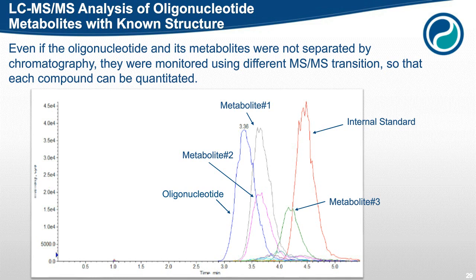Chromatographic methods can also be used for OGN metabolite analysis. This slide shows a chromatogram of this analysis. Even if the OGN and its metabolites were not completely separated by the chromatography, they were monitored using different mass transitions, so that each compound can be quantitated separately.